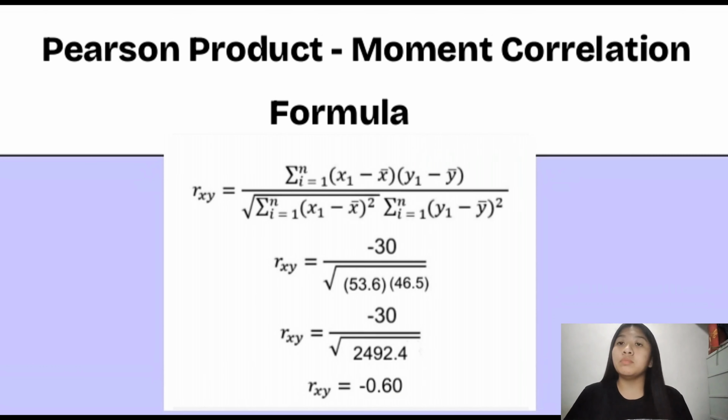So, the interpretation will be moderate negative correlation because it falls within the value of negative 0.3 to negative 0.7.